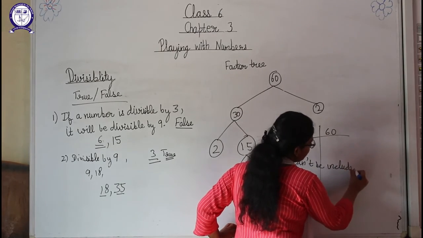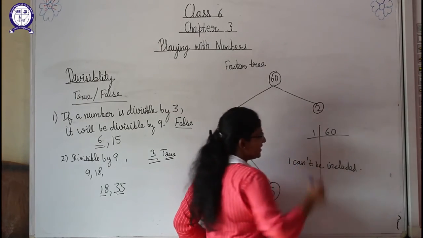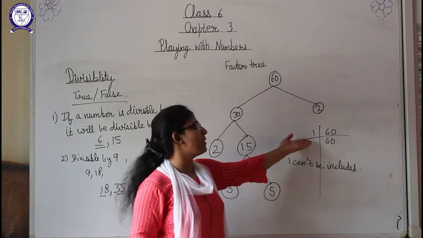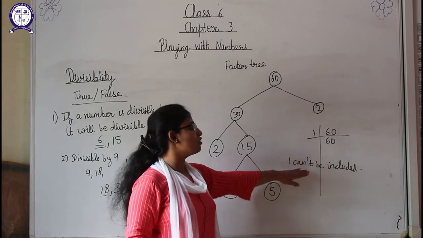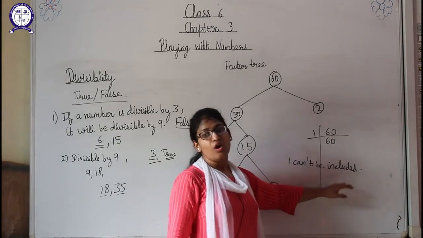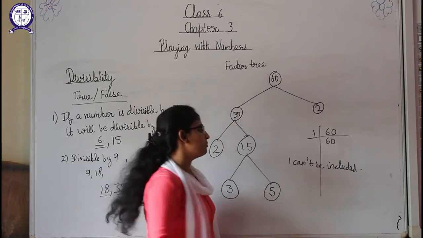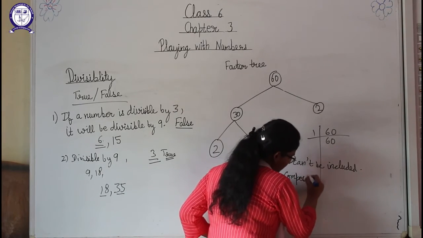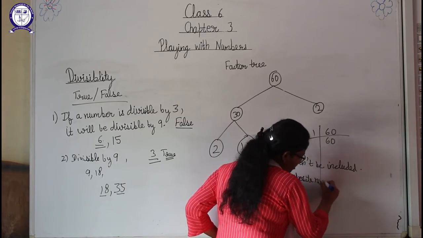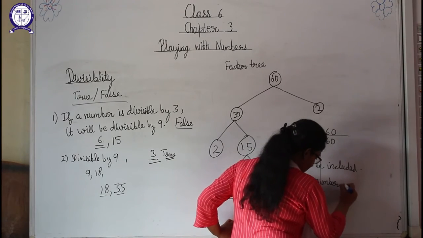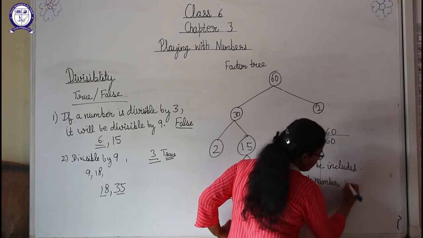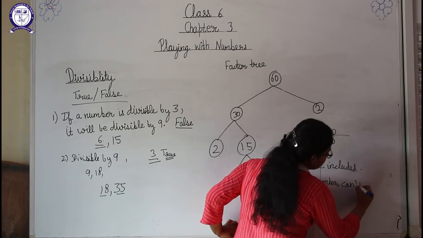Why can't 1 be included? Because if we divide it by 1, we will get 60 only. So what is the use of dividing it by 1? So this is wrong, na? So 1 can't be included. Also the composite numbers can't be included. Composite numbers means these must be coming in the table of any number. So composite numbers can't be included.